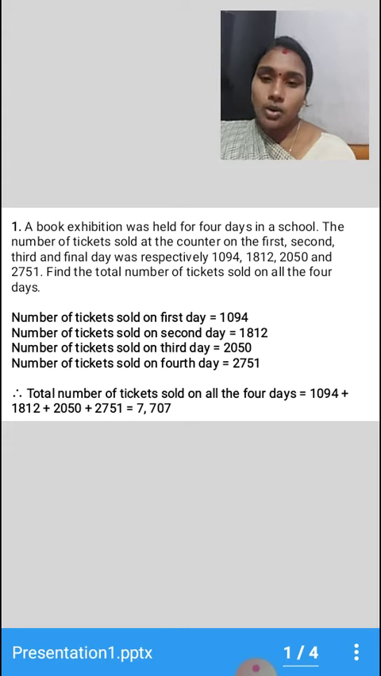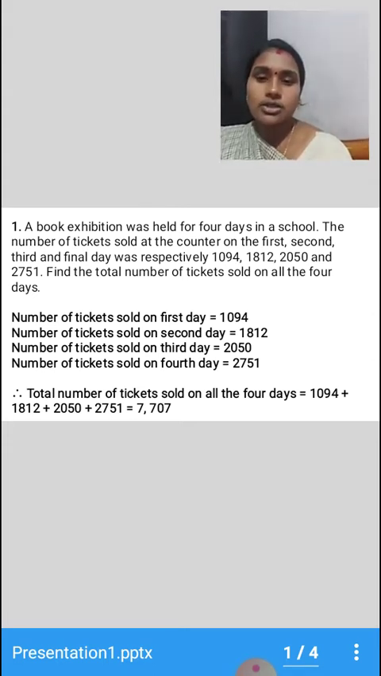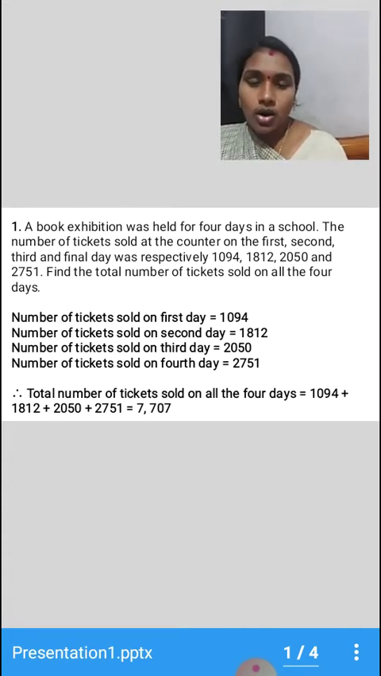So now what they are asking us to do? They are asking us to calculate the total number of tickets sold on all the 4 days. So always when the term all or sum comes, what we have to do children? We have to add. So what is the operation that has to be performed here? Addition. So before adding you have to give the statements properly, right?